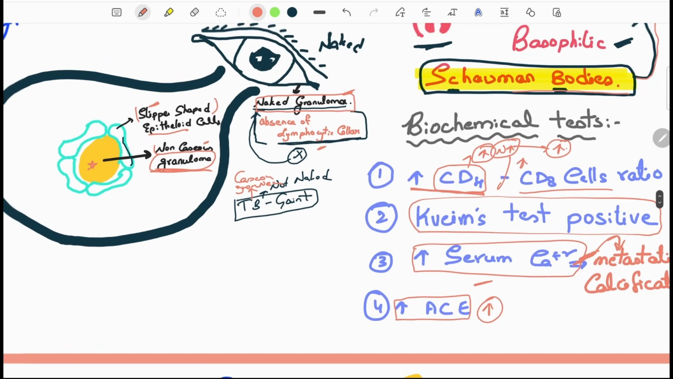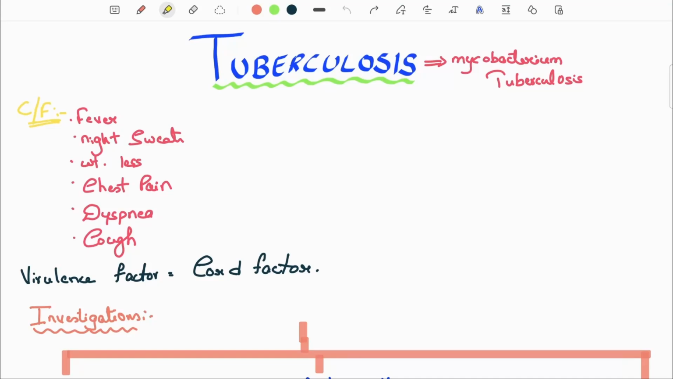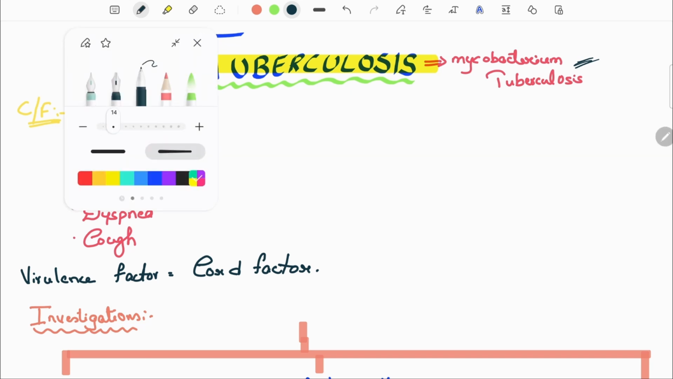Okay, the topic that is tuberculosis is not only important in pathology, it is also very important in microbiology, and the drugs are also important in pharmacology, that is tuberculosis. We all know that it is caused by Mycobacterium tuberculosis. Okay, for example, you are sitting in the OP, a person came to you with chief complaints of fever.